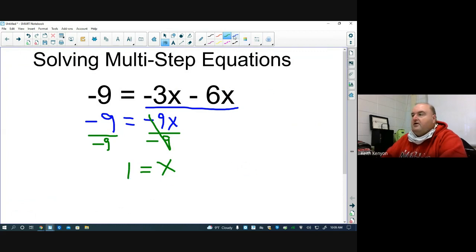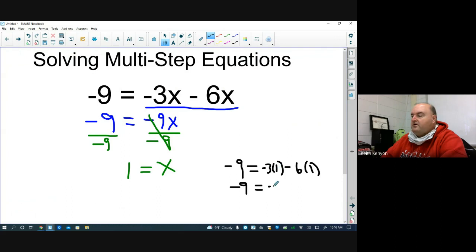Now, to make sure that I've got it done right, I'm going to go back and check my answer. That's one of the things I expect students to do, is to go back and check their answer. So I'm just going to plug 1 back in. In this case, -3 times 1, and subtract 6. Again, my x is 1, so I plug in a 1. The -9 stays -9, so my handwriting is not the best. Hard to do with a mouse.